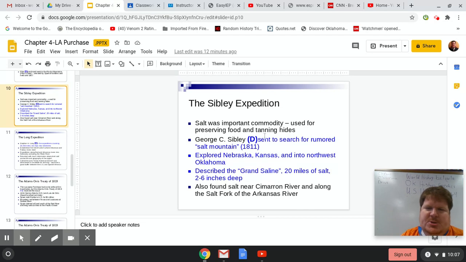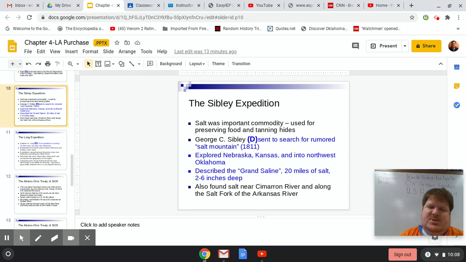Your definition to George Sibley is right here, all in the blue. I'm sorry, it's a long definition, but anyway. So the Sibley Expedition, more expeditions here that we're talking about. Salt was obviously a big commodity. People needed it for preserving some food, tanning hides. So George C. Sibley was sent to search for a rumored Salt Mountain in 1811. He would explore Nebraska, Kansas, and into parts of Oklahoma. He would describe the grain saline as 20 miles of salt and 2 to 6 inches deep.